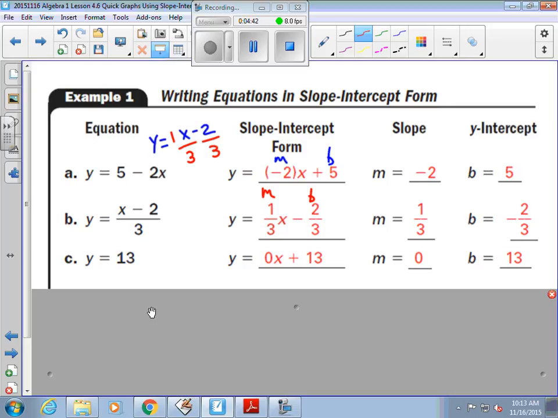Where y is equal to 13. Again, y equals mx plus b. There is nothing right there. Y equals mx plus b plus 13. Your m value doesn't exist. So m is here. That's why it is 0. And your b value is 13.